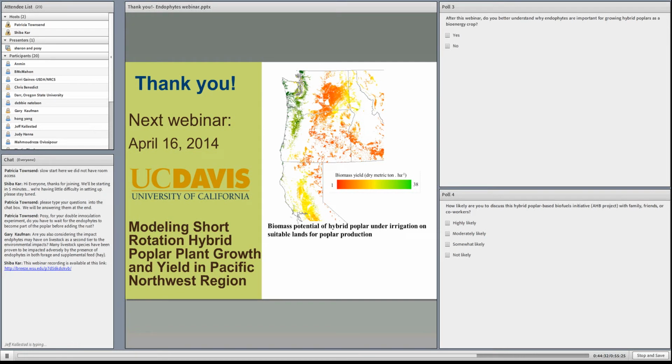Question: the impact of endophytes on livestock. That's a great question about the impact of endophytes on livestock. We're not actively working on that right now, although I do think it's something that we should consider and that we will consider as part of the non-target host effects of these fungal leaf endophytes.